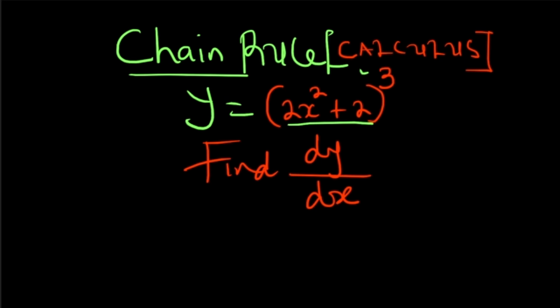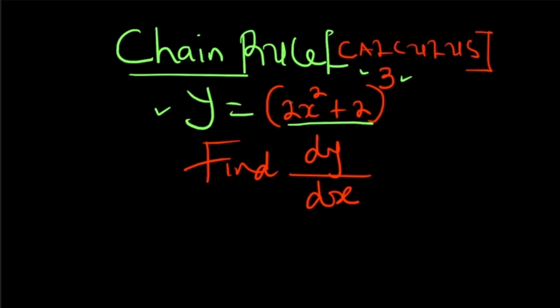Now you might be wondering, when do we use the chain rule? We use the chain rule when we have two functions together. For example, you see that y is equal to (2x squared plus 2), all in brackets, raised to the power of 3, right? Now, there are two functions here: the inner function, which is inside the bracket, and the outer function, which is outside the bracket, right? Now, at this point, we have no other choice than to apply the chain rule. That is how it works.